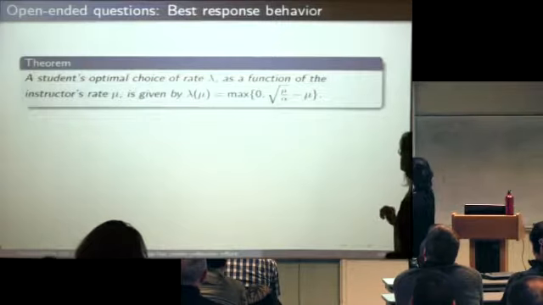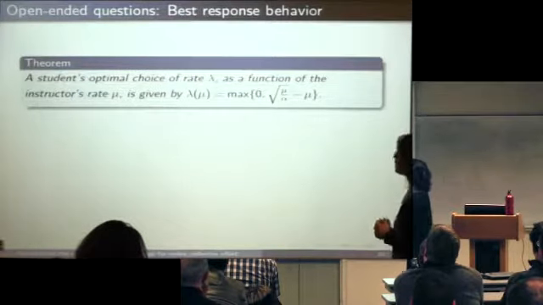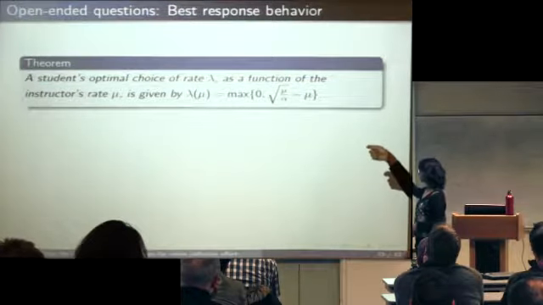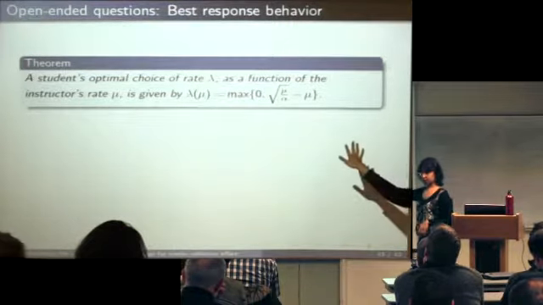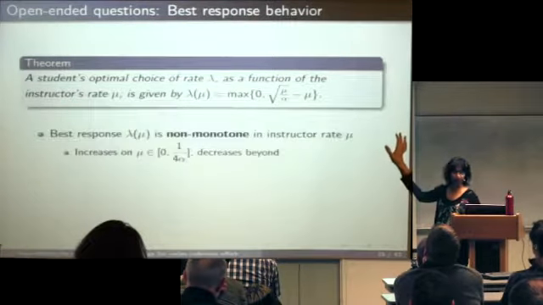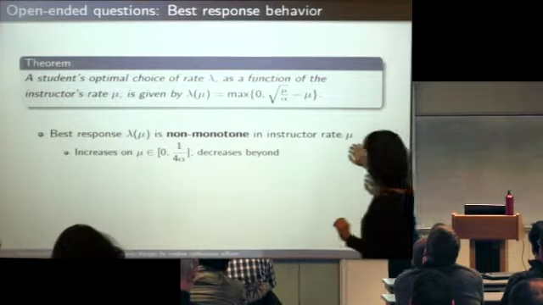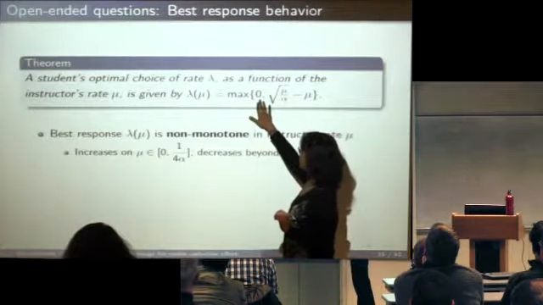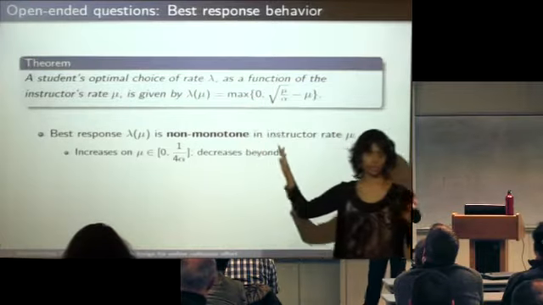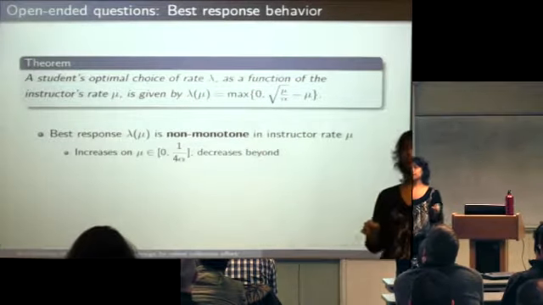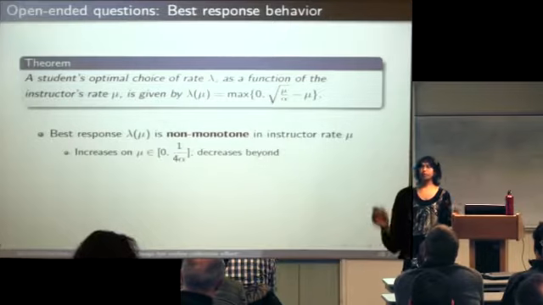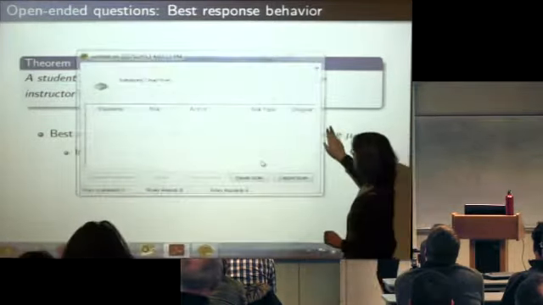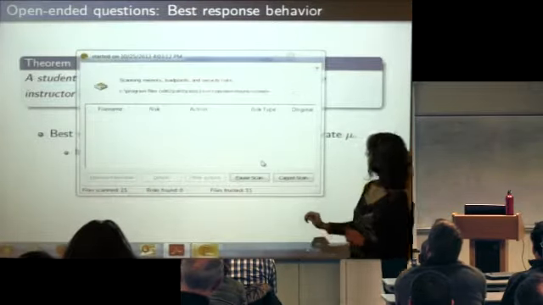So let me first tell you the first result, which is that a student's optimal choice of rate as a function of the instructor's rate is given by a certain function. The form of the function really just tells us the following useful facts. First of all, notice that if the instructor picks too high a rate, then the students just stop responding. This is the case where this instructor is going to answer the question before I do, no matter what. Why on earth am I even trying to compete with this instructor? So I quit. The second thing to, yes, go away.